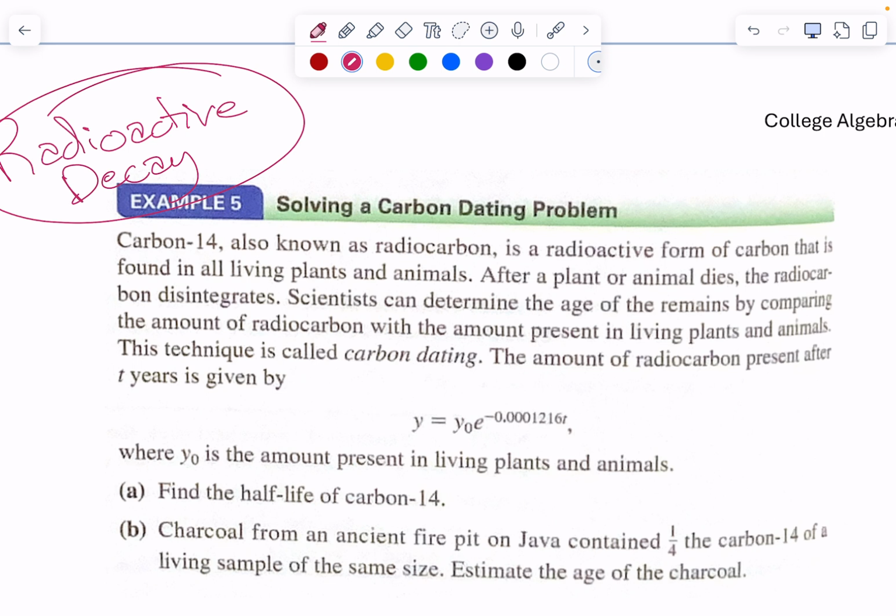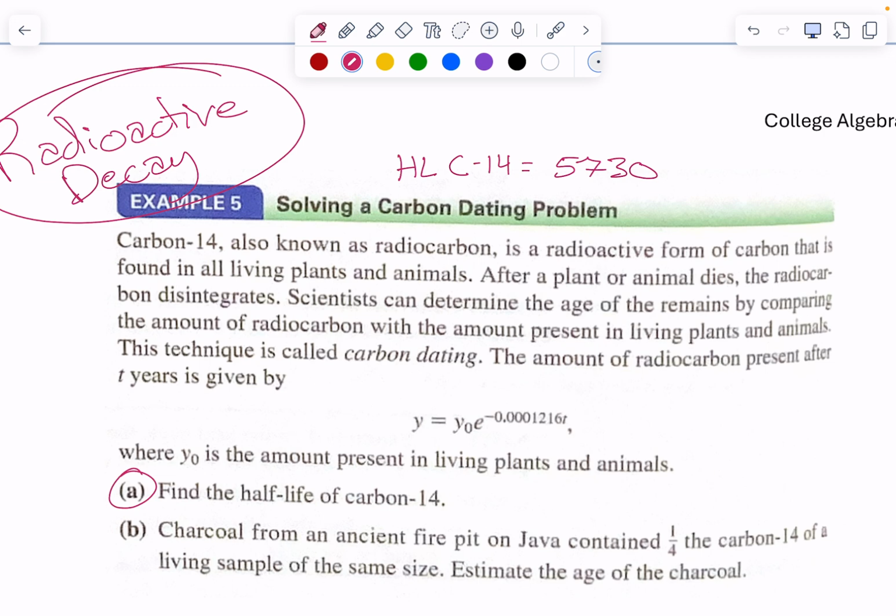So they will take a person of the same build and same size, and then take a dead person and compare the carbon 14 and figure out how long that thing has been dead, right? Do you know what carbon 14's half-life is? Half-life of carbon 14 is 5730 years, which we will find in part A. It says find the half-life of carbon 14 using this formula.